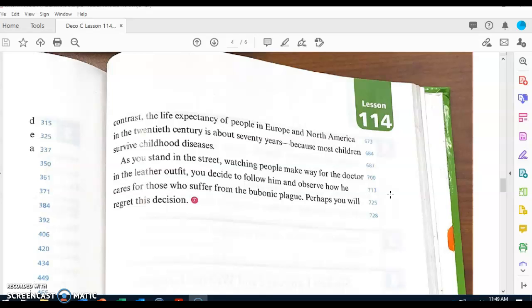What is the average life expectancy? Today, the average life expectancy is about 70 years. Now, what was the average life expectancy in the 1300s? The average life expectancy in the 1300s was less than 20 years.